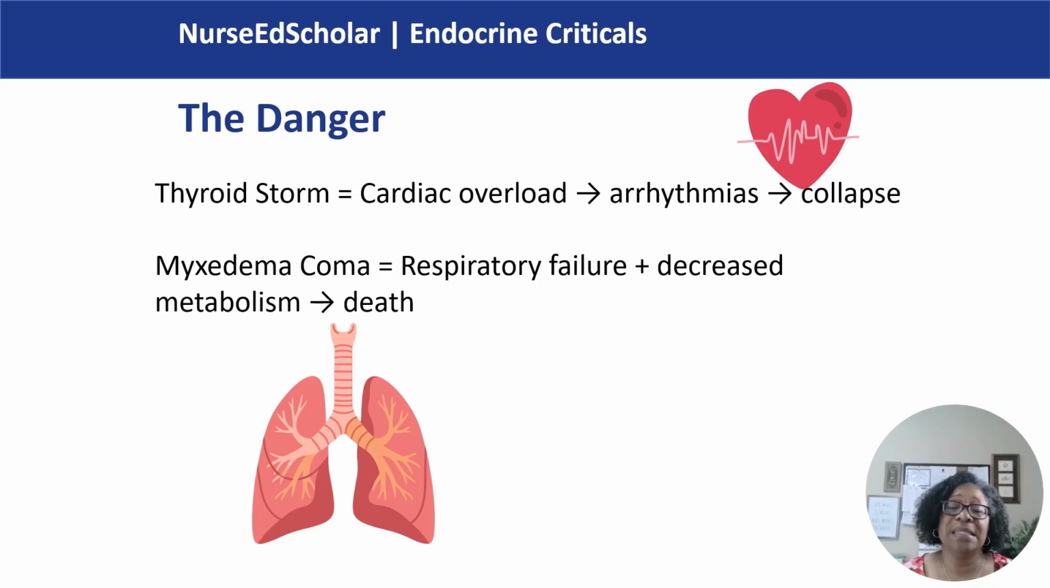On the other hand, in myxedema coma, everything is slowing down, remember? So they're having respiratory failure. They're having a slower respiratory rate leading to respiratory failure, along with a decreased metabolism. And that will lead to death if it's not corrected. So thyroid storm is a cardiac emergency. Myxedema coma is a respiratory and metabolic shutdown.